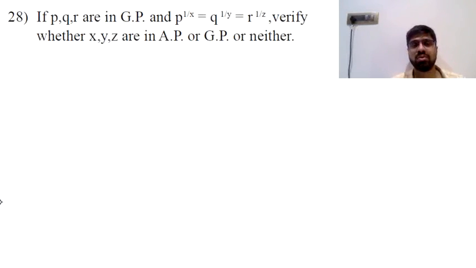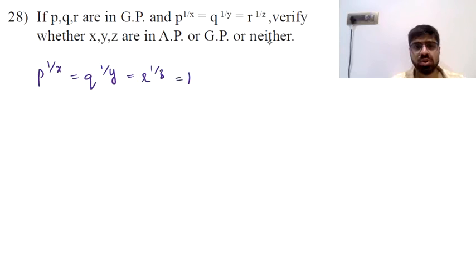We go ahead with the 28th one. P, Q, R are already in GP. P power 1 upon x, Q power 1 upon y and R power 1 upon z are equal to each other. So you need to verify whether x, y, z are in AP or GP or neither. So let's take P power 1 upon x equal to Q power 1 upon y equal to R power 1 upon z equals k. So we have P power 1 upon x equal to k. Take a power x on both the sides and that will give you P as k power x. Similarly, Q will be k power y and R will be k power z.